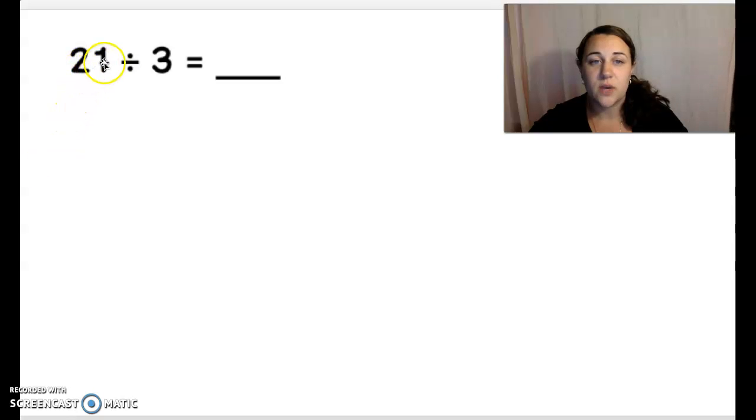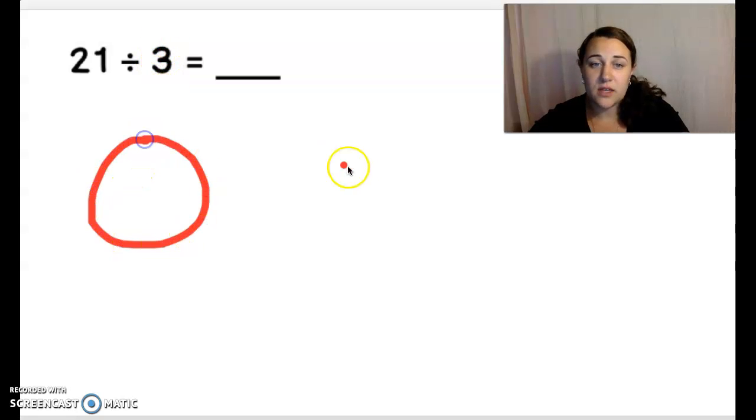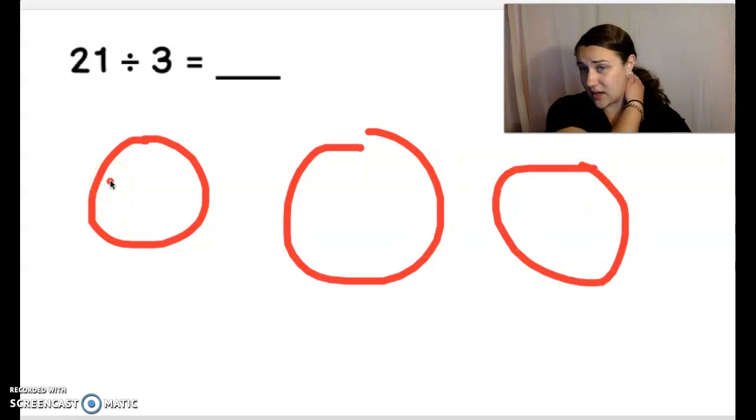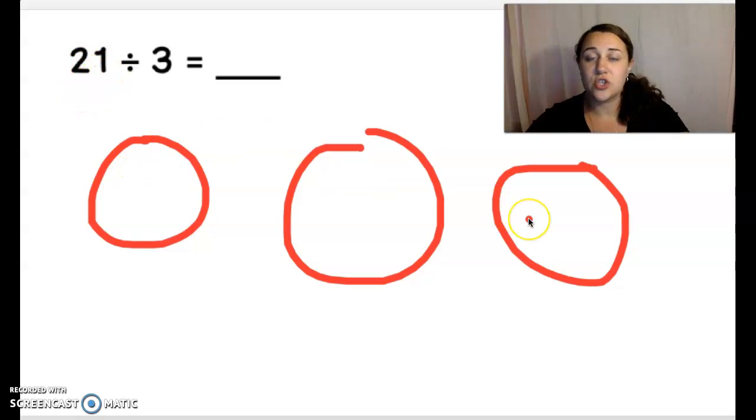If I have 21 divided by 3, so based off what I just said, 21 has to be divided into 3 equal groups. So I'm going to make my 3 equal groups, right? So now I have my 3 groups. Now I have to divide that 21 into each group evenly. And the easiest way to do that is just put 1 in each group and keep going until you get to 21. And then when you're finished, you count how many are in each group. So I want everyone to count with me. We're going to count to 21.